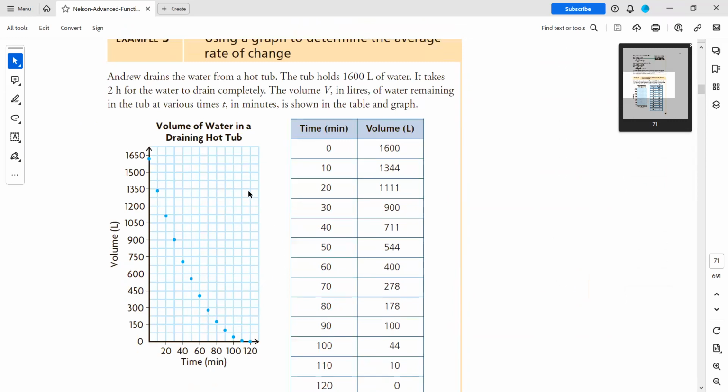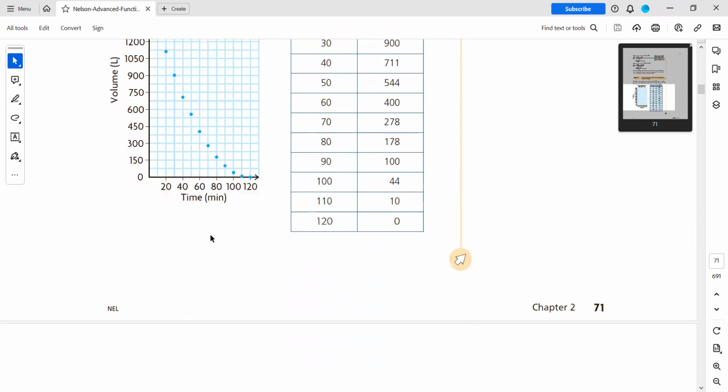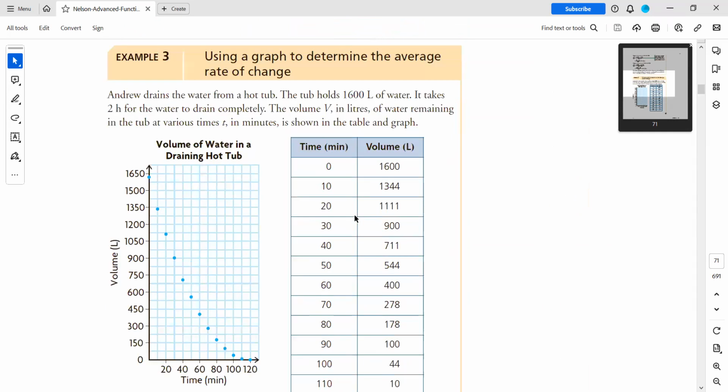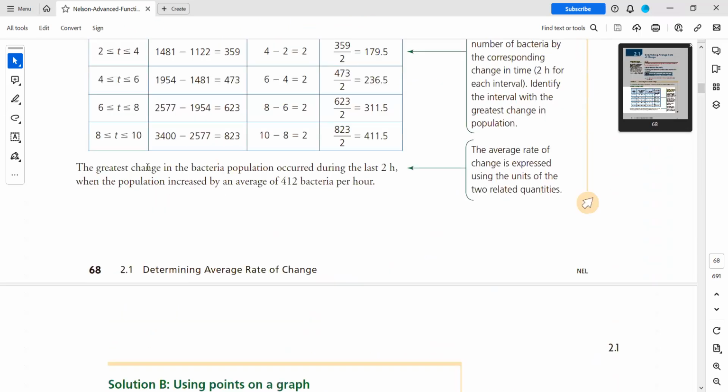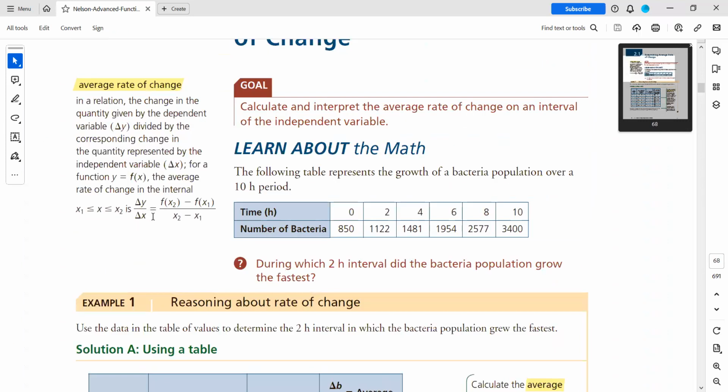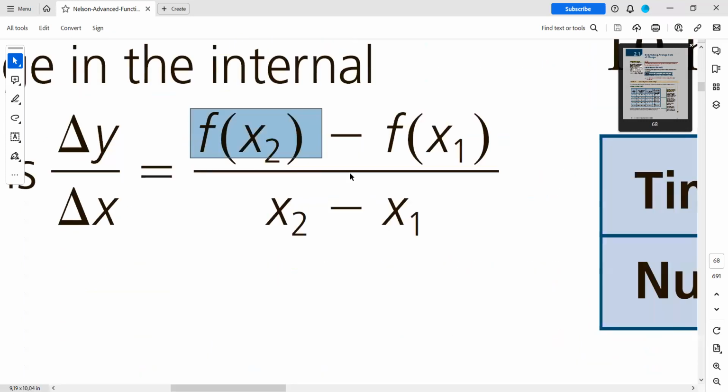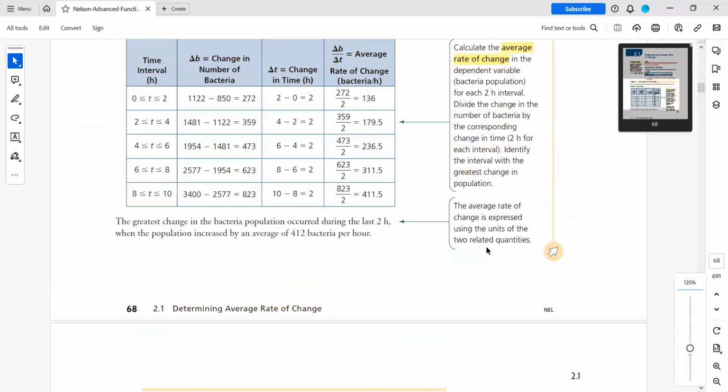They're just using a graph to identify points, but all of these approaches end up using the same formula that we covered at the very beginning of the class: f of x2 minus f of x1, divided by x2 minus x1. This is what you have to remember.